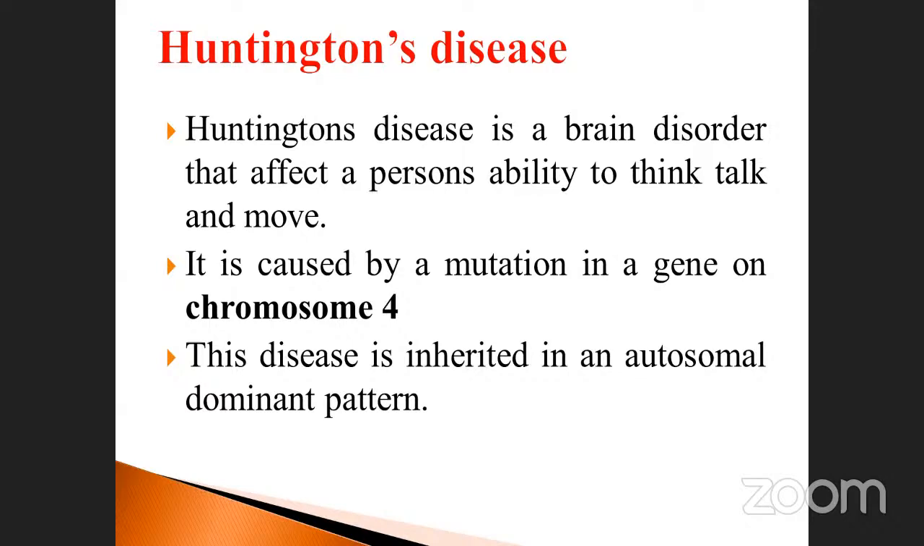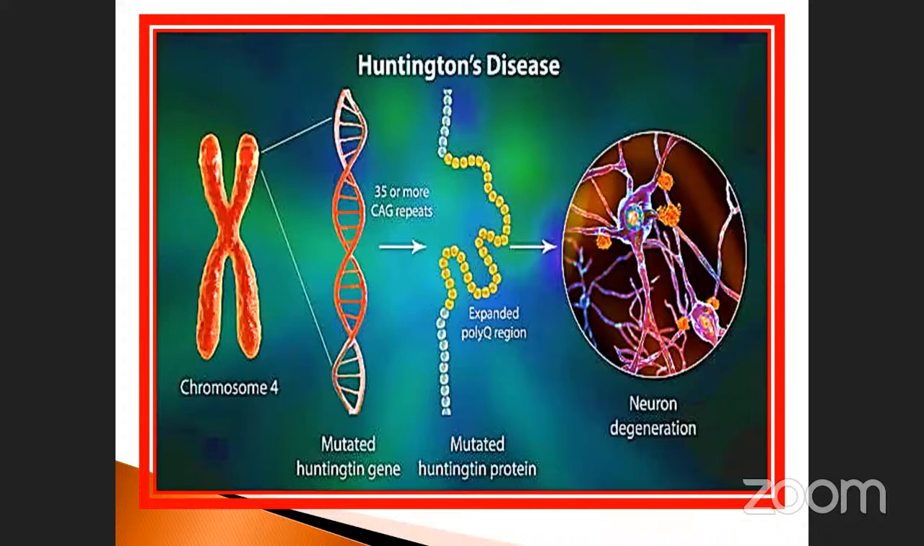Okay, so it mostly occurs in the brain. It is a defect of the brain itself. See, this is the structure. Huntington disease is on chromosome number 4. The mutated huntingtin is also incorporated with some difficulties.